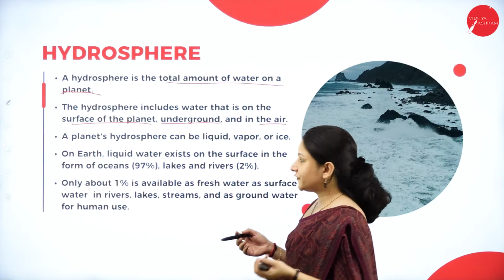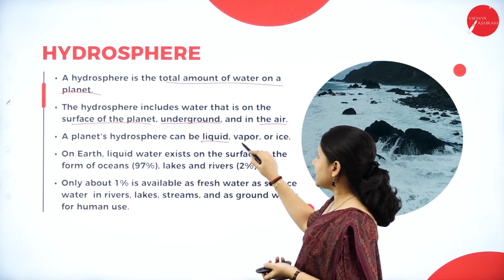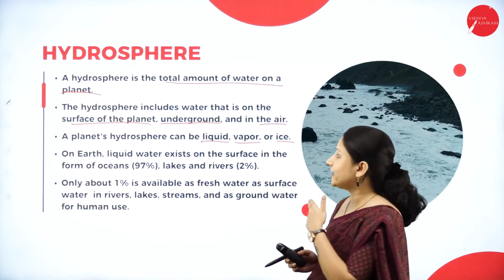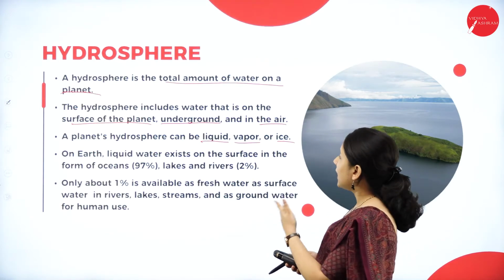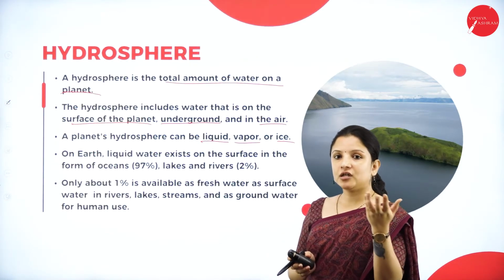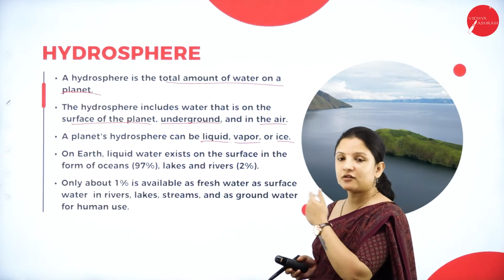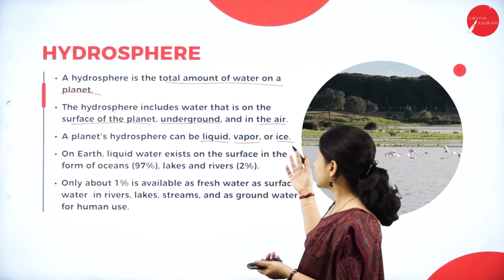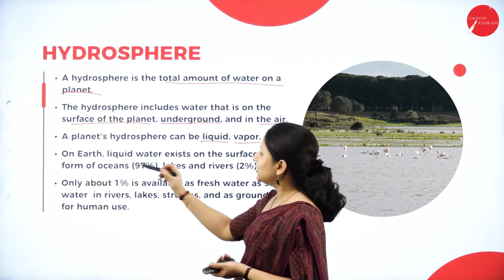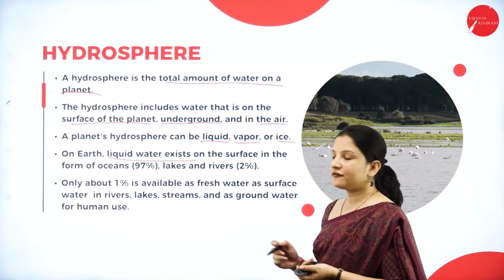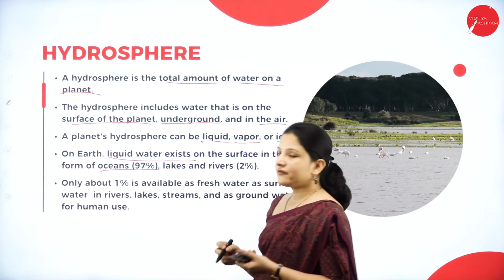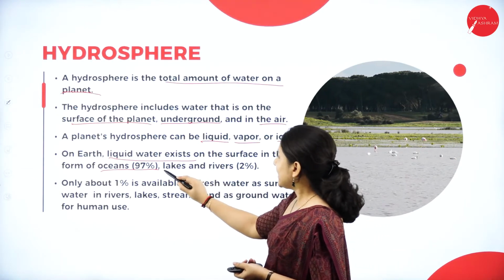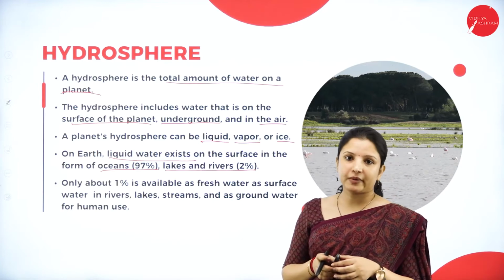So a planet's hydrosphere can be in the form of liquid, it can be in the form of vapor or in the form of ice. Liquid, usually in seas, oceans, ponds and all, you find the liquid form of the hydrosphere. And vapor, in the atmosphere, or in the air you find it in the form of vapor. And in the polar ice caps, that is glaciers and all that, you find it in the form of ice. On Earth, liquid water exists on the surface in the form of oceans, wherein 97% of the water on land is occupied by the oceans, and only 2% is occupied by the lakes and rivers.